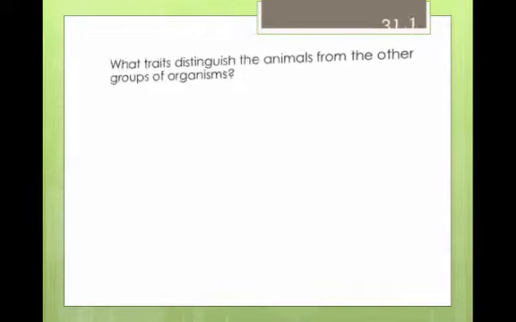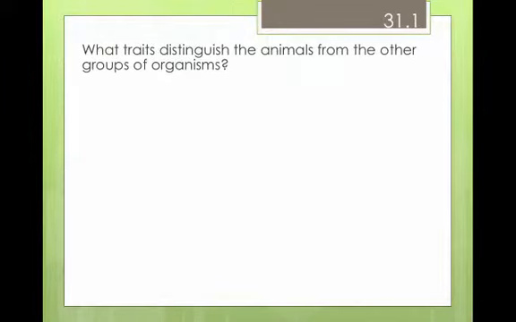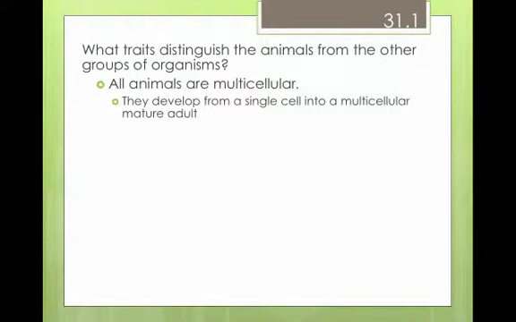Now that we've got that out of the way, let's move on to what traits distinguish animals from other groups of organisms. All animals are multicellular. That means that they develop from a single cell into a multicellular mature adult. Basically, this is saying that animals have many different life cycles that consist of complex patterns, and that they develop from a single-celled zygote into a multicellular adult.